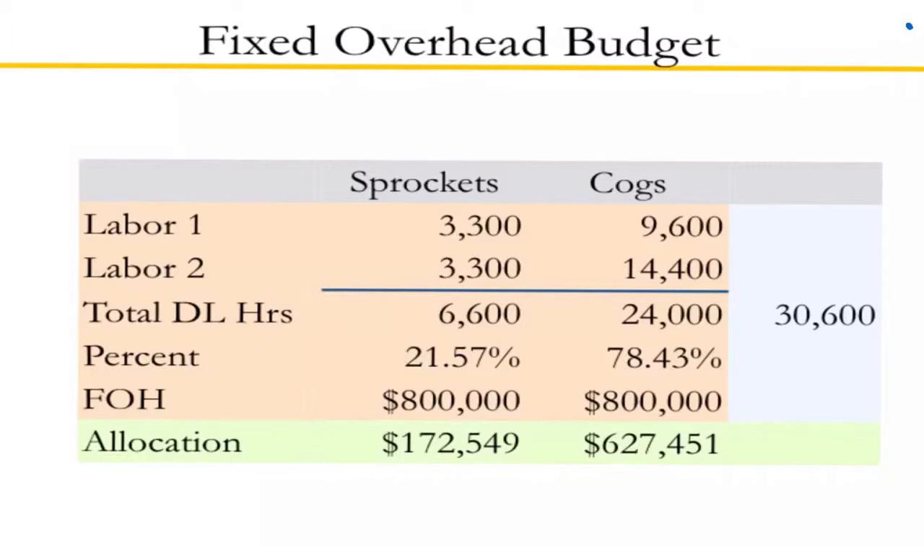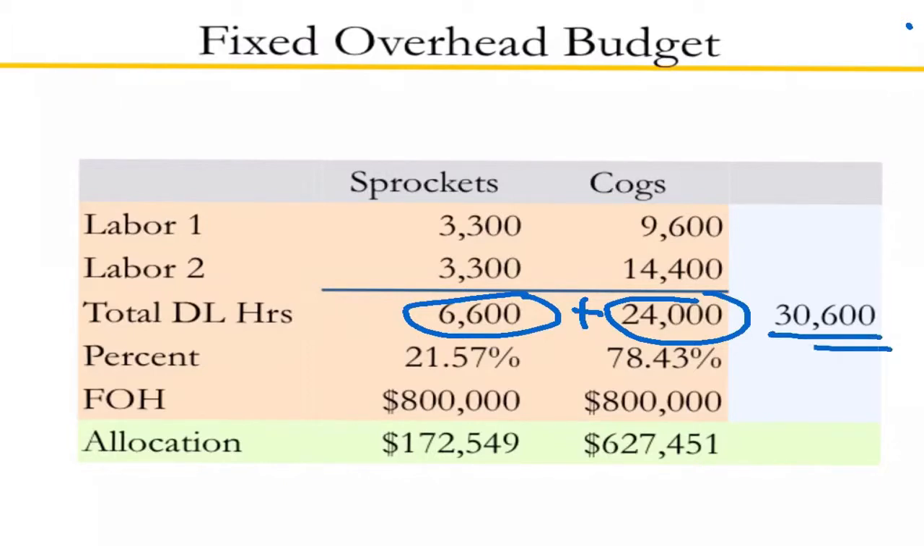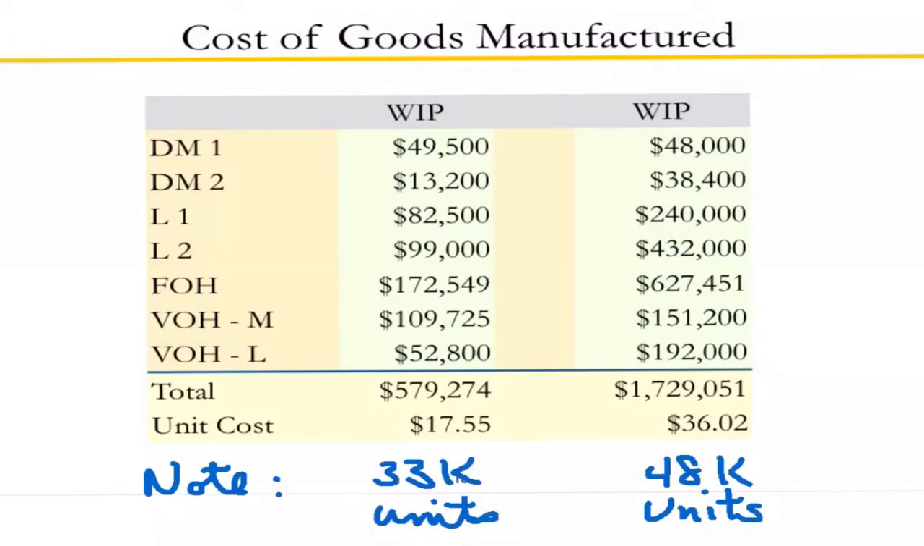Fixed overhead is a little bit easier. It's based on total direct labor hours. So the total direct labor hours were 6,600 for sprockets and 2,400 for cogs. If you add the two together, we end up with 30,600. Now, as a proportion then, sprockets are 21.57% and cogs are 78.43%. The budgeted fixed overhead was $800,000, so the allocation is sprockets $172,549 and cogs $627,451.